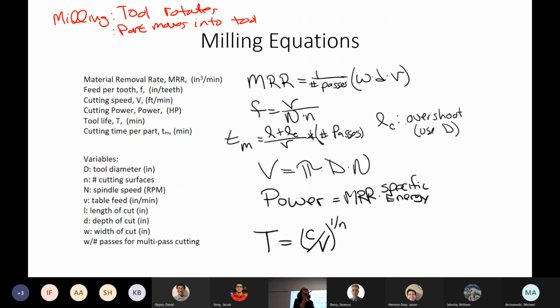So again, in milling, we do have that the speed N is the spindle speed.